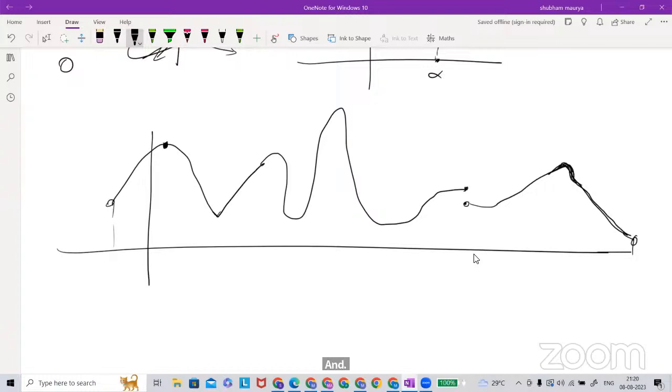If you draw the graph here, the tangent is this one, that means this slope is going to be 0. Or in a different way you can say.